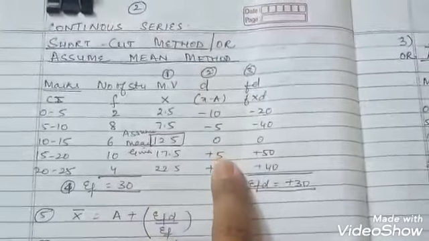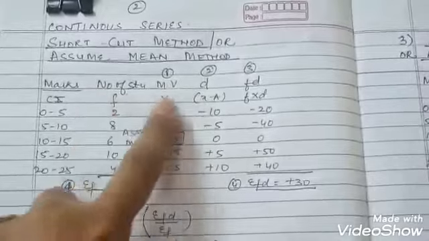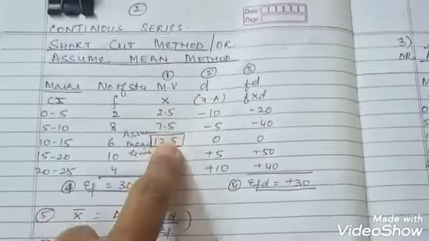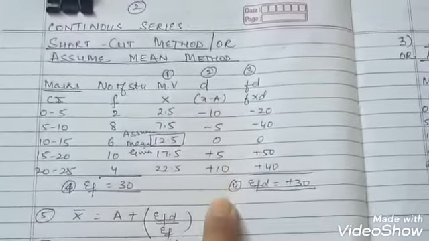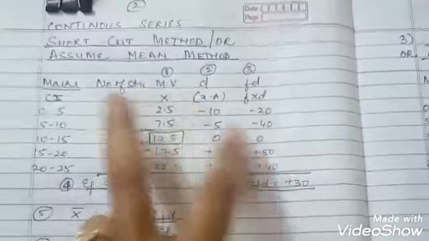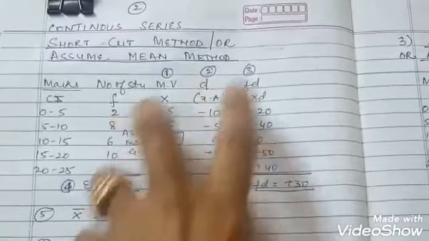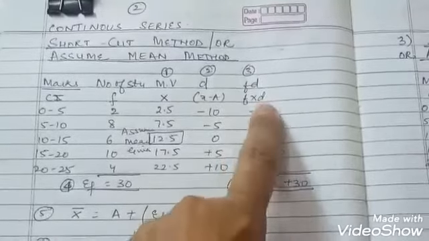The second step is find d. D is nothing but the deviations. This is your x minus a. 2.5 minus 12.5 is minus 10. Do not ignore the sign. Then you multiply f into d. So you get the third column called the fd. I've given the thing, f into d.